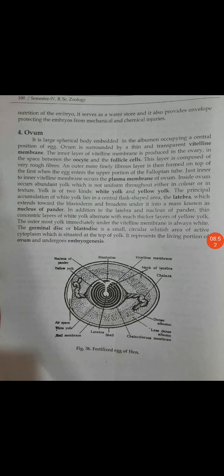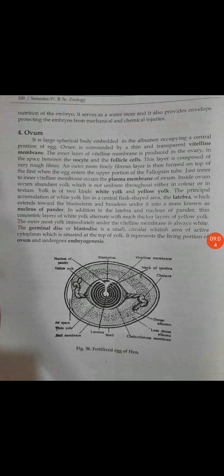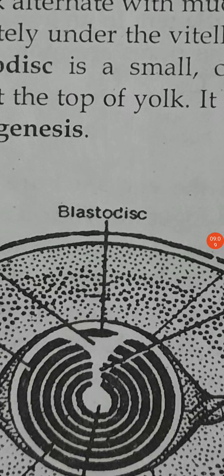Okay, so this is the internal structure or structure of the fertilized egg. Now, blastulation. We know that in this area, after fertilization, you know how fertilization occurs by union of male gamete and female gamete.